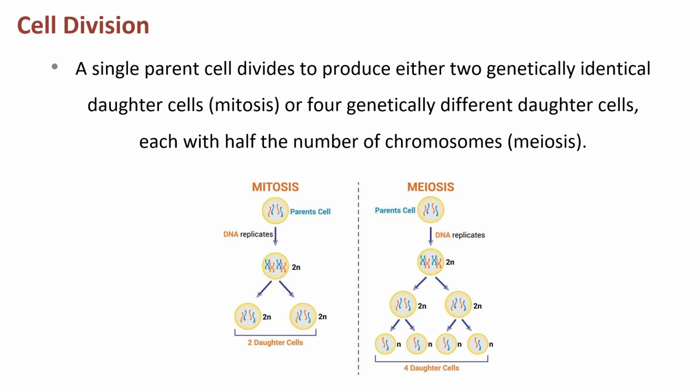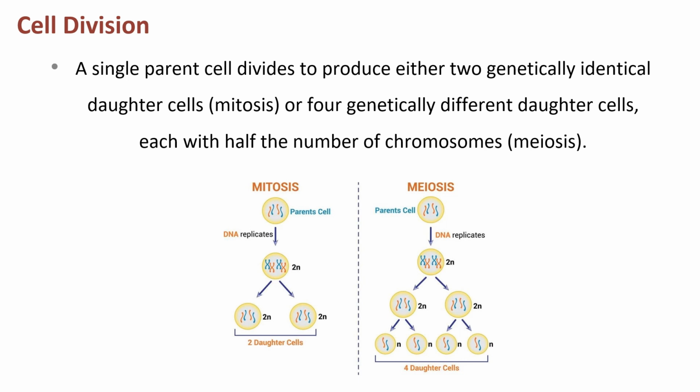Have you ever wondered how a tiny baby grows into an adult with trillions of cells? Or how a small cut on your skin heals within days? The answer lies in one of the most amazing biological processes, that is cell division. Simply put, cell division means one parent cell is divided to produce new cells.